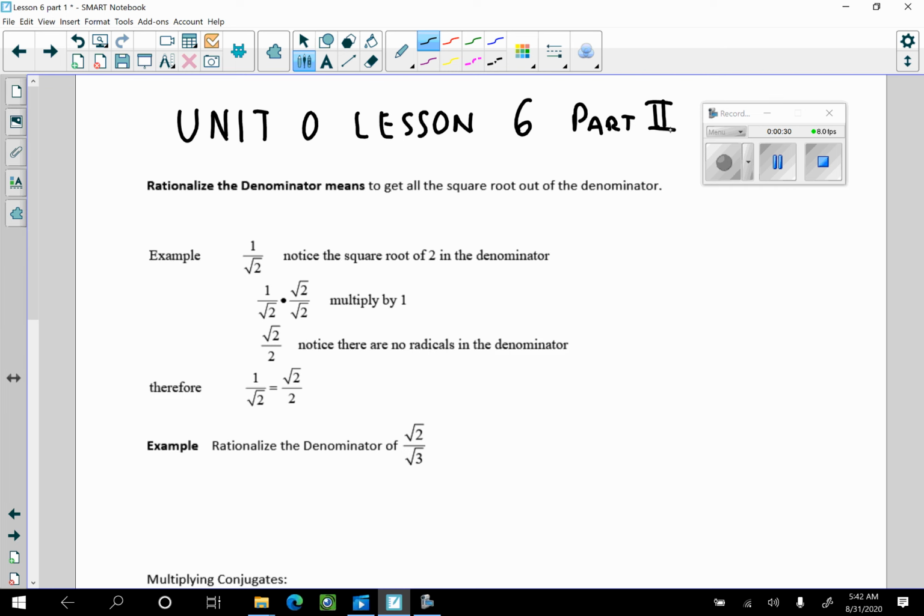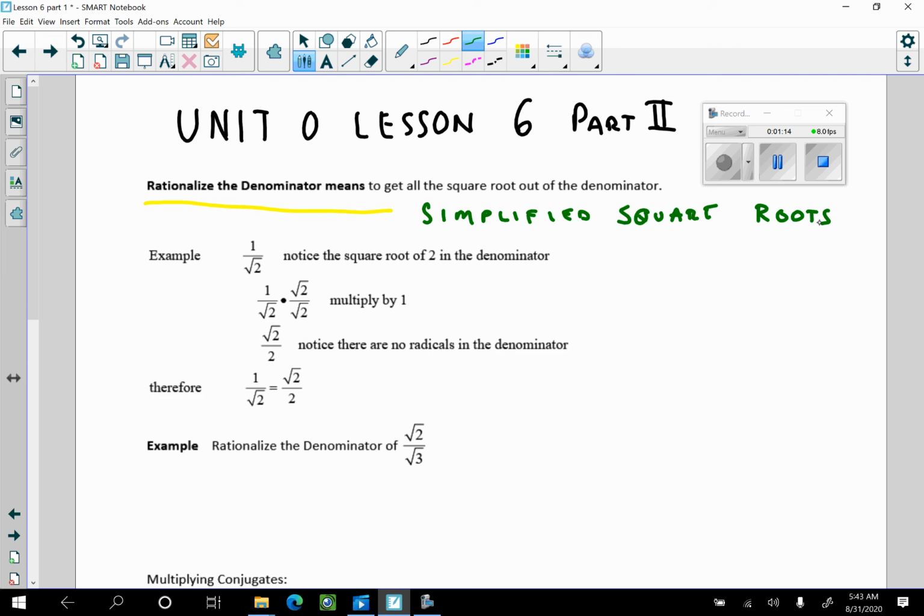We did some rationalizing denominators in the Part 1 video. What rationalizing the denominator means is to get all the square roots out of the denominator. And we saw before, this is a major part of simplifying. This is a part of a simplified square root. So we can't have any square roots in the denominator. We're just going to review that and then do a couple examples and keep going.